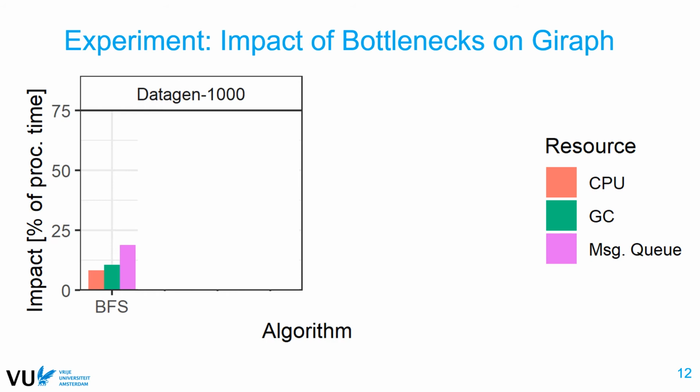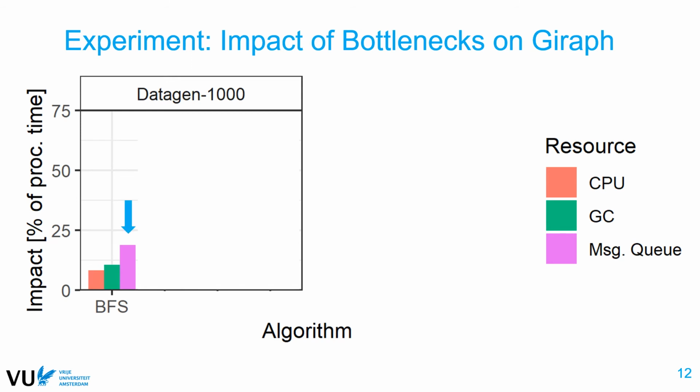We define a garbage collection bottleneck as a period during which application execution is halted while waiting for Java's garbage collection to complete. A message queue bottleneck is a period during which Giraph's compute threads are halted because Giraph's internal message queue is full. Not depicted in this figure are network bottlenecks because they have an impact of less than 0.1% in all Giraph workloads.